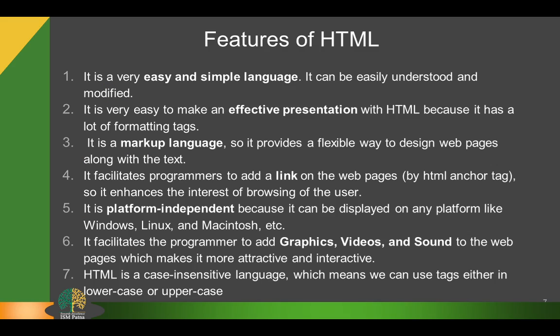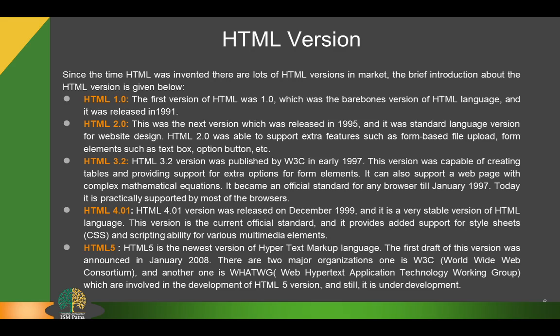The next and updated version was HTML5. It is the newest version of hypertext markup language. It was first drafted in January 2008. The two major organizations involved in the development of HTML5 are W3C and WHATWG, that is Web Hypertext Application Technology Working Group. And still HTML5 is under development, but we are using HTML5. So this is all about the HTML versions.